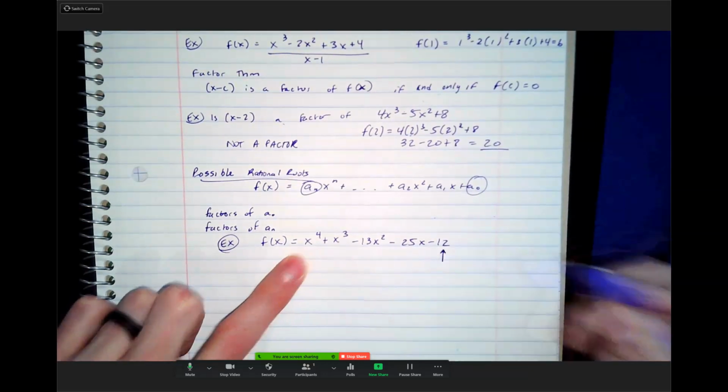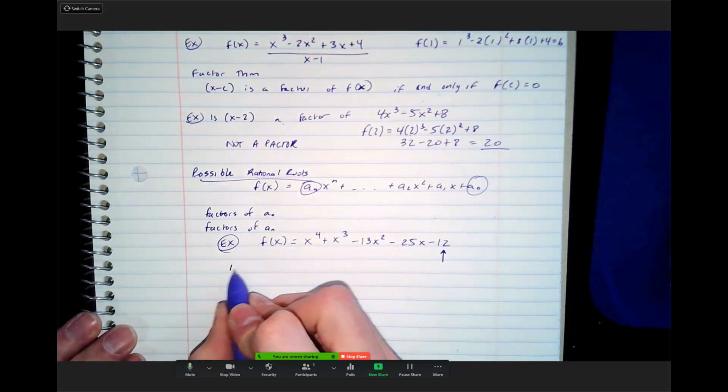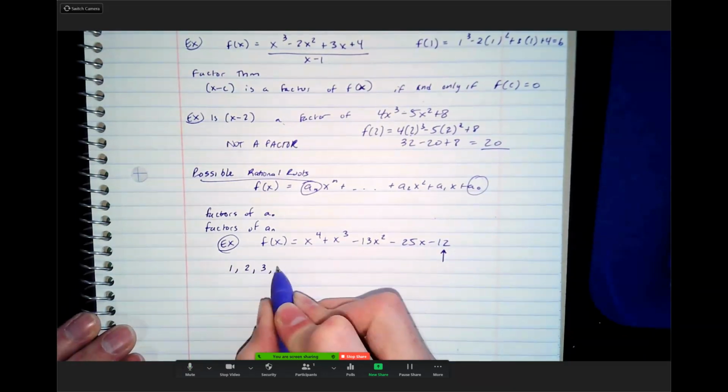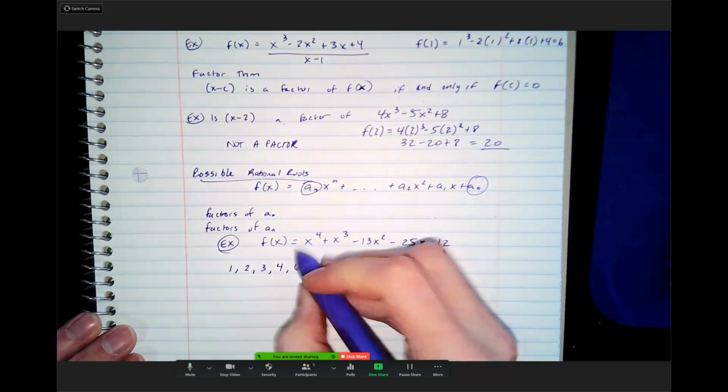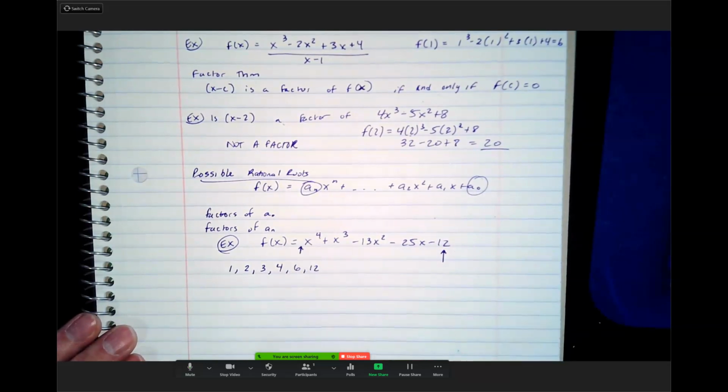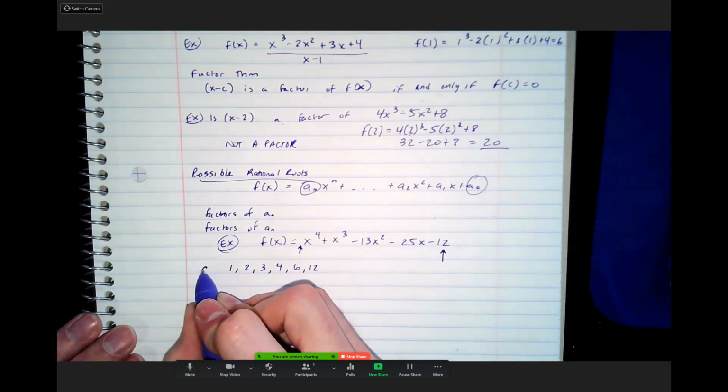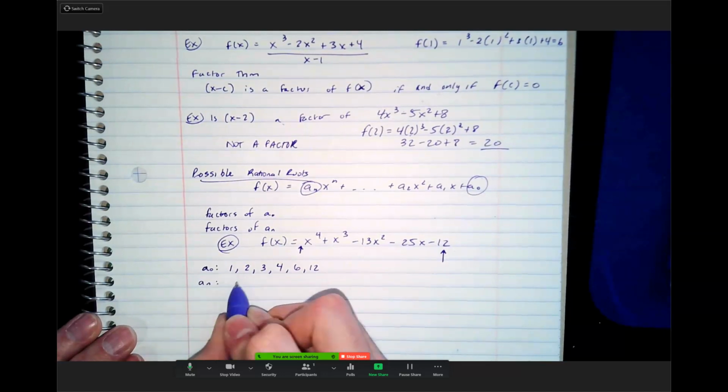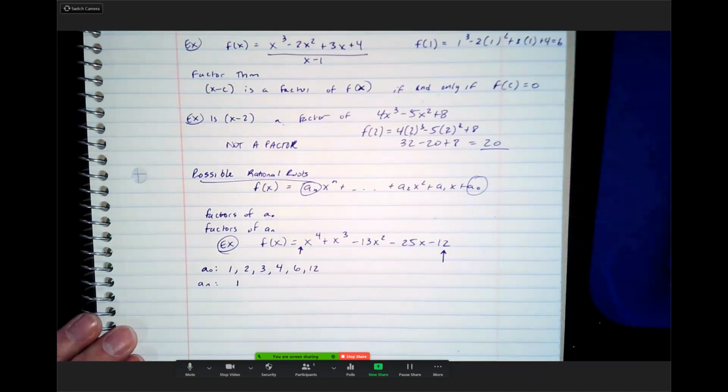We look at this number. What are the factors of 12? 1, 2, 3, 4, 6, and 12. We look at the leading coefficient. What are the factors of the leading coefficient? It's just 1.